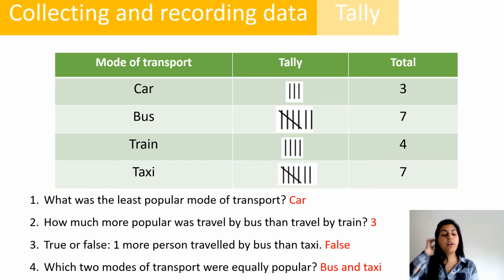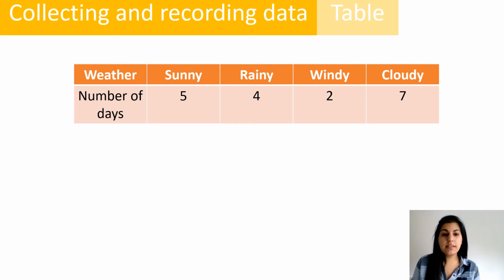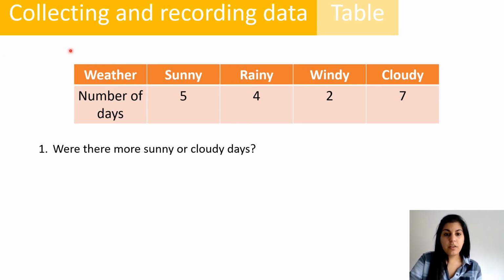So we've spoken about our first way of collecting and recording data, which was a tally. The next way to collect and record data was using a table. You can see on this slide, I've collected some data about the weather over a number of days. In my table, I've got the weather, which is sunny, rainy, windy, and cloudy, and the number of days that I saw each of those weather types. So we're going to see how we can use this to answer some questions.